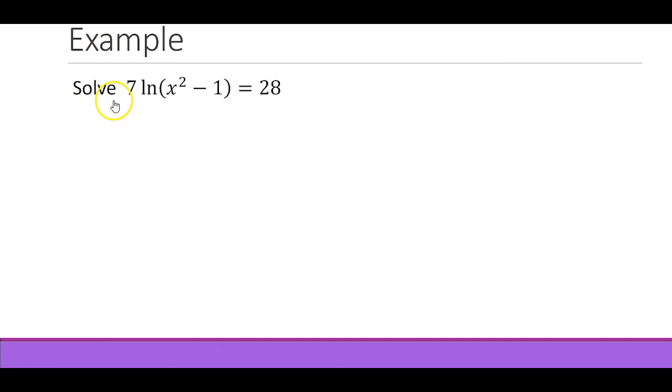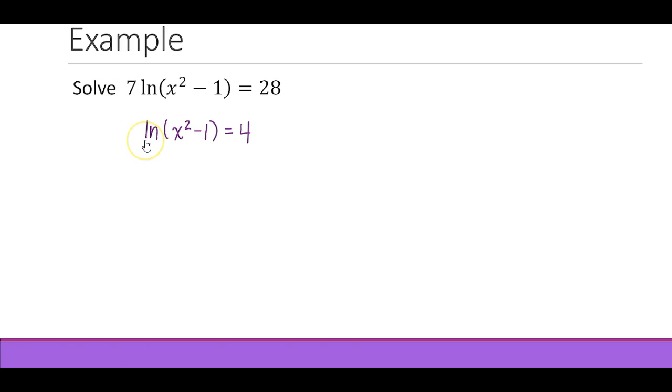Let's take a look at another example. We want to solve 7 times the natural log of the quantity x squared minus 1 equals 28. So here I have just one logarithm, so I want it by itself. So I want to get rid of this 7, and I'm going to divide by it. So I'll start by having the natural log of the quantity x squared minus 1 is equal to 4.